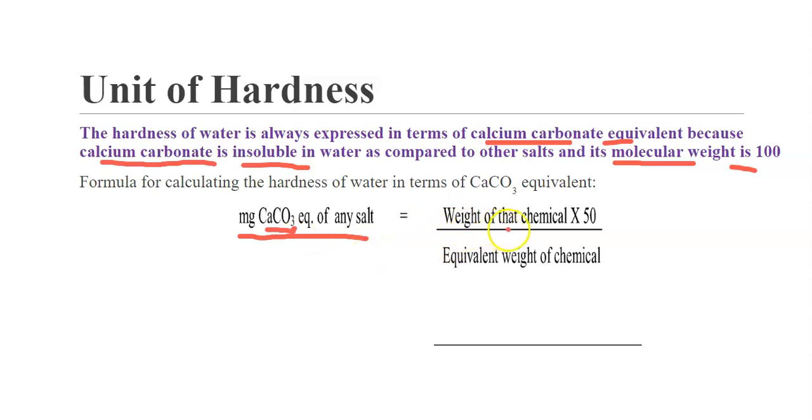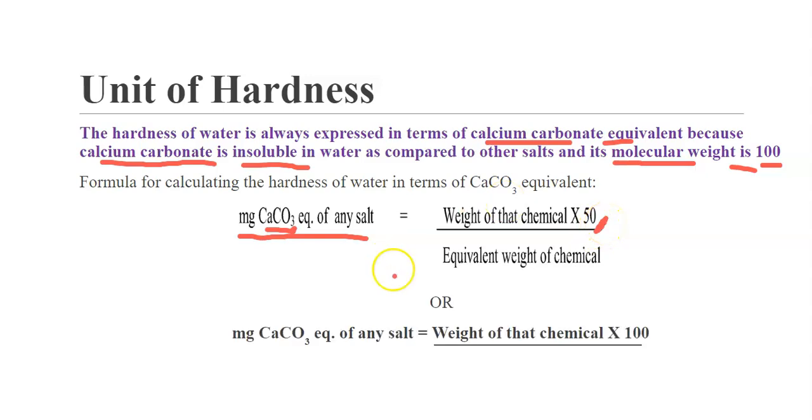So it would be the weight of that chemical which is dissolved in water. It would be magnesium sulfate, suppose it is dissolved in water. So weight of magnesium sulfate into 50 upon equivalent weight of the chemical. This is the molecular weight of calcium carbonate. Equivalent weight of calcium carbonate is 50. That is why we have taken it as 50.